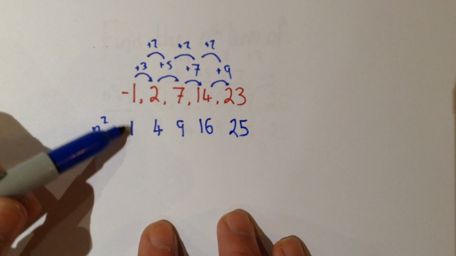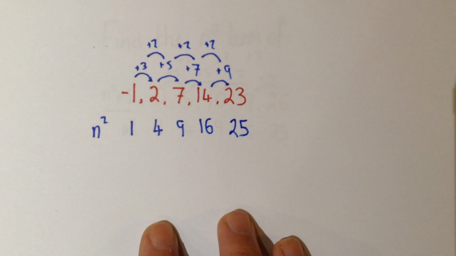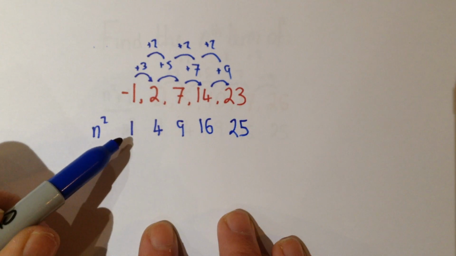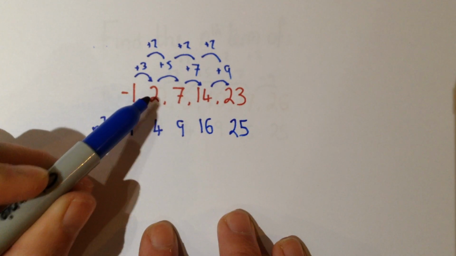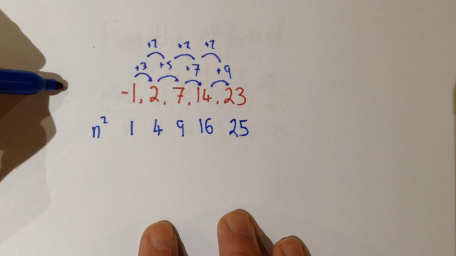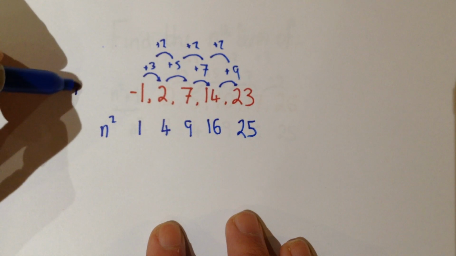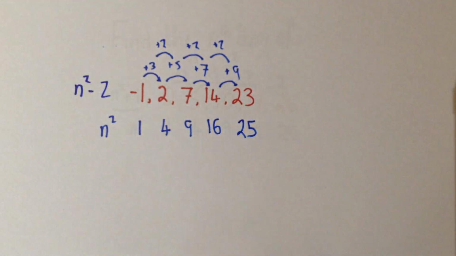So again, we're looking for a link between the squared numbers and the numbers in the sequence. And if you notice this time, each time we've got to take 2 away to go from the squared number to get to the number above. So we say that the nth term for this sequence is n squared, take away 2.